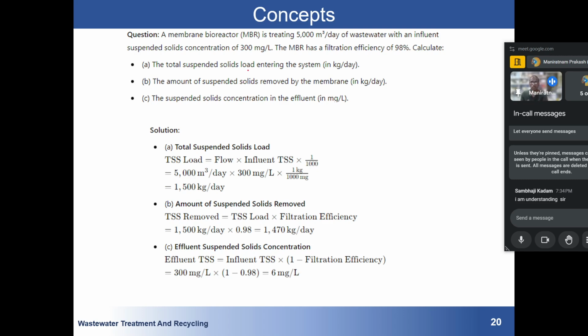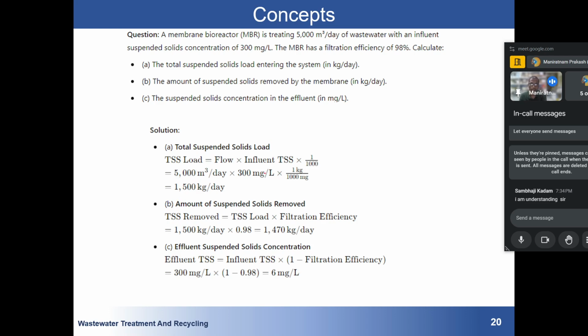Calculate the total suspended solid. Again, total suspended solid will be flow into influent total suspended solid. Okay, so 5 meter cube per day was coming, and effluent has a solid concentration of 300 milligram per liter. So the total load will be 15.